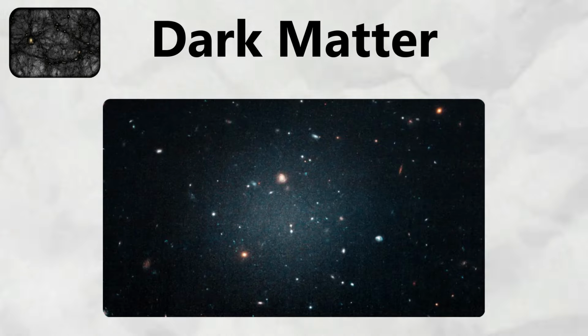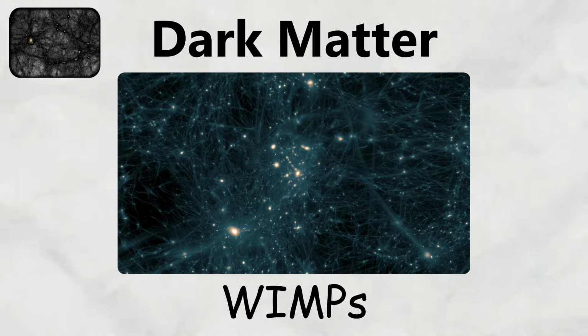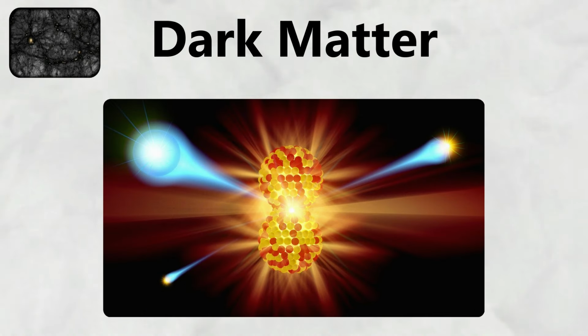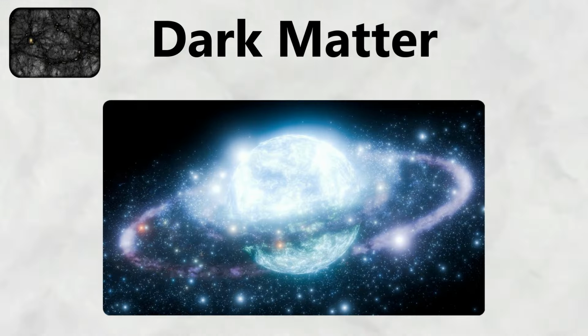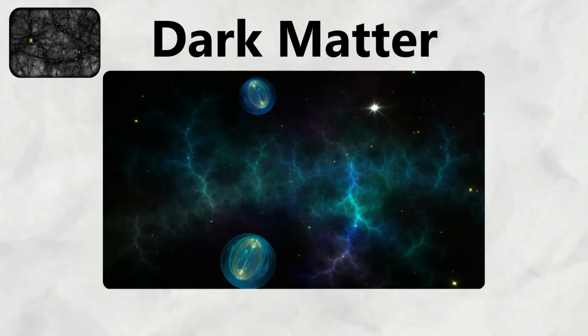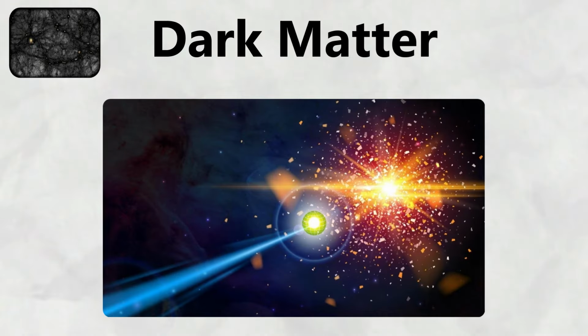Scientists have proposed several candidates for what dark matter particles might be. Weakly interacting massive particles, known as WIMPs, are theoretical particles that would have significant mass, but interact only through gravity and the weak nuclear force. Axions are hypothetical particles that would be extremely light and interact very weakly with ordinary matter. Sterile neutrinos are proposed heavy cousins of known neutrinos that would not participate in normal nuclear reactions.